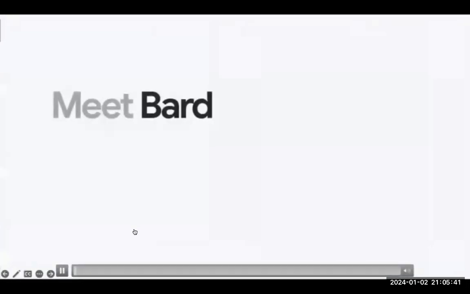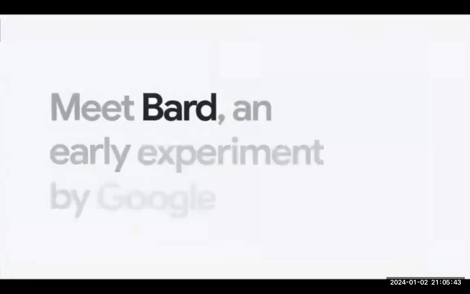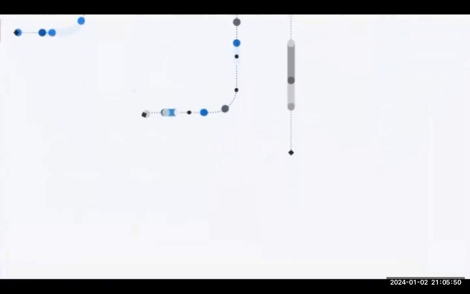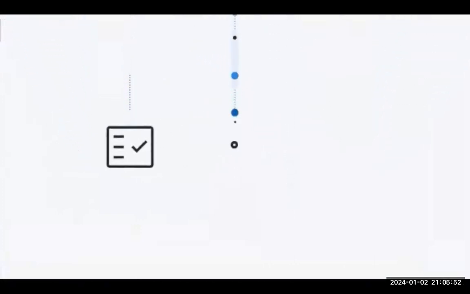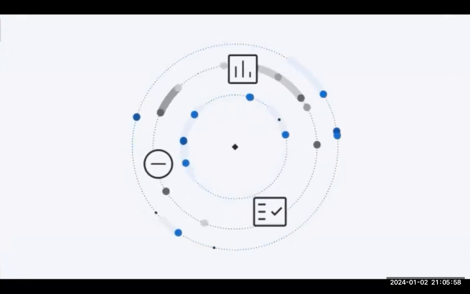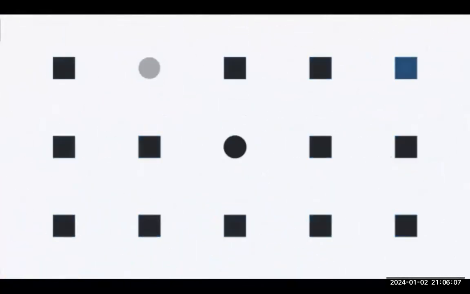Meet Bard, an early experiment by Google that lets you collaborate with generative AI. As we bring Bard to more people and places around the world, we'd like to share more about how we're building Bard responsibly, its limitations, how we manage your data, and how you can best use Bard as your creative and helpful collaborator. Bard is powered by a large language model. LLMs are pre-trained on a variety of data from publicly available sources, which allows them to pick up on patterns and predict the next probable words in a sequence.